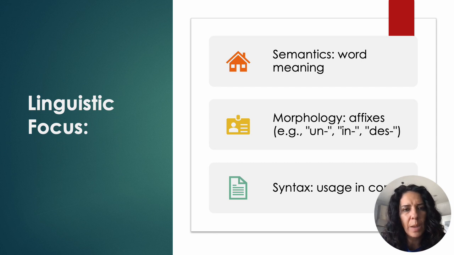This lesson supports vocabulary development, reading comprehension, and grammatical accuracy. Students will analyze how both English and Spanish use word relationships to express similar and opposite meanings. So we have semantics, which is the word meanings, morphology, which is our affixes, an example is un, in, and des, and syntax, which is the use of context.